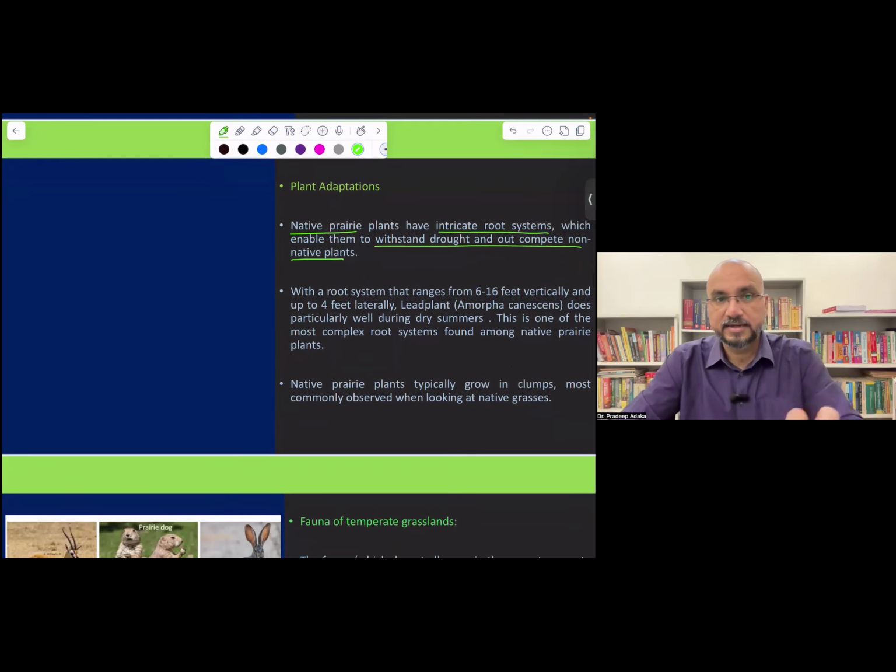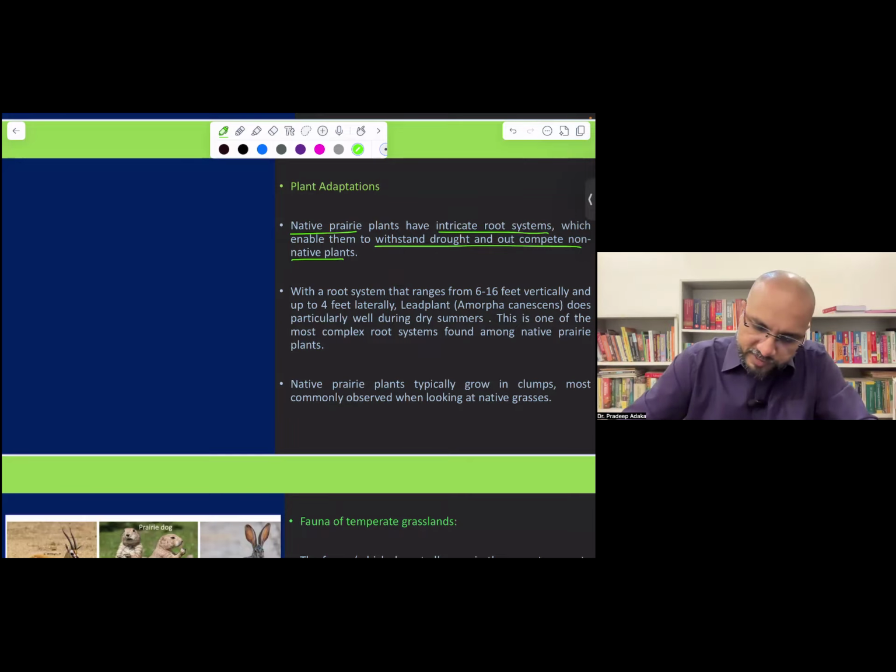Okay, so they have a very well developed, very intricate root system which spreads. When I say spreads, it is not a tap root system. Grasses have an adventitious root system, but they spread very deep and laterally also. This is one of the characteristics because they have to absorb as much moisture as possible. To survive, they have to absorb a lot of moisture, and moisture can be absorbed only through the root system.